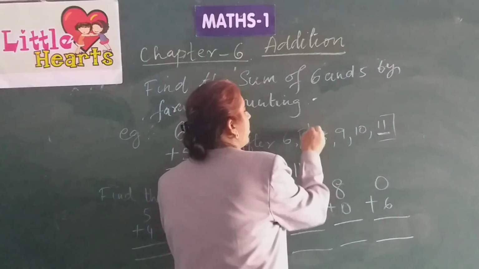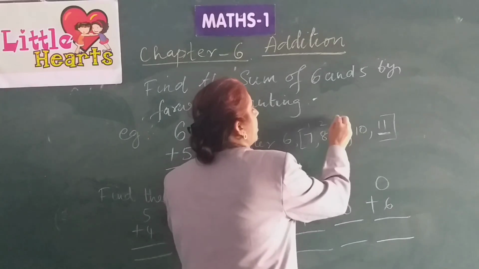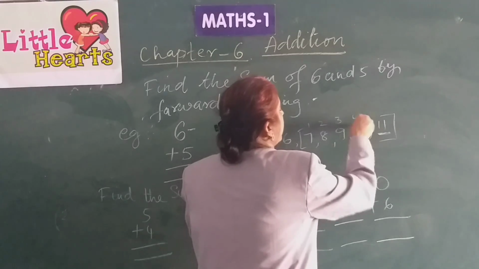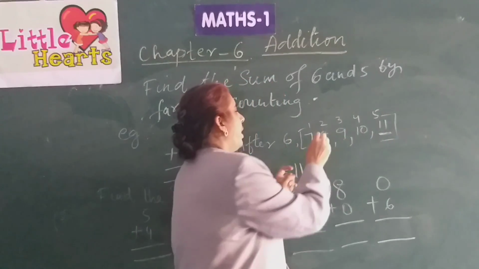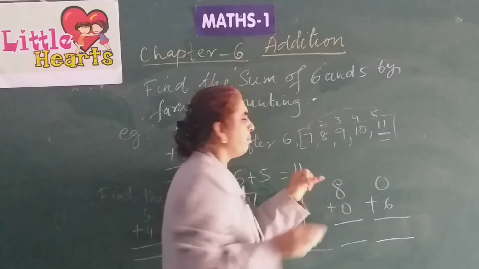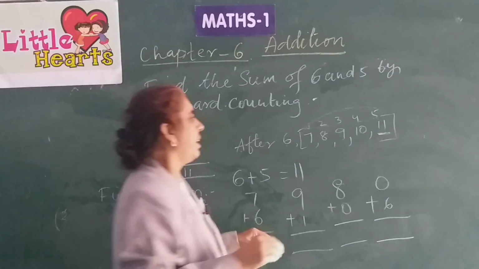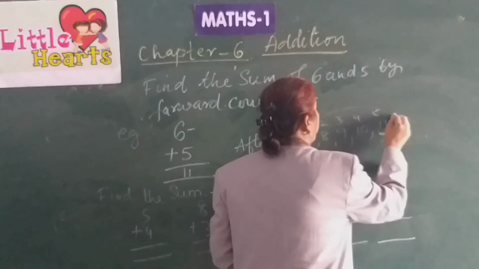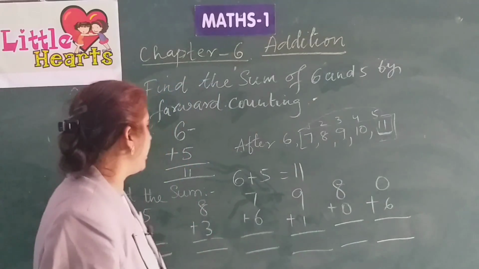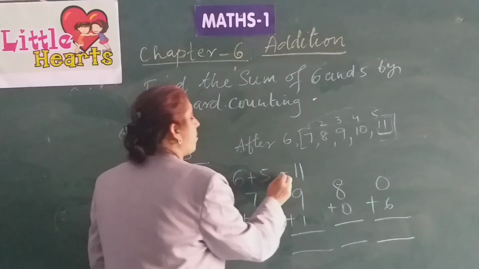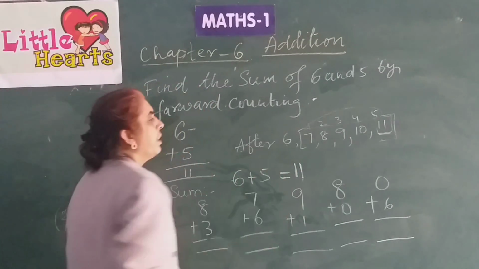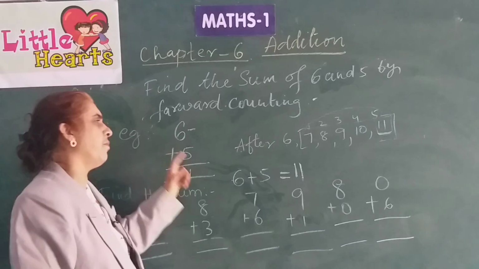7, 8, 9, 10, 11. We have counted 5 numbers after 6 and the last number where we have stopped is the sum or the answer. 6 plus 5 equals 11. 11 is the sum of 6 and 5.